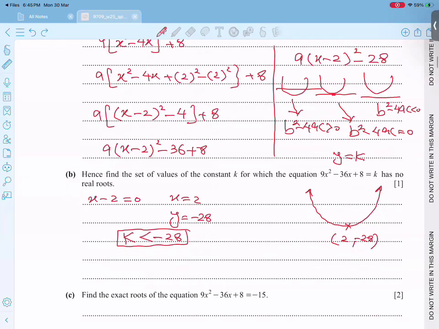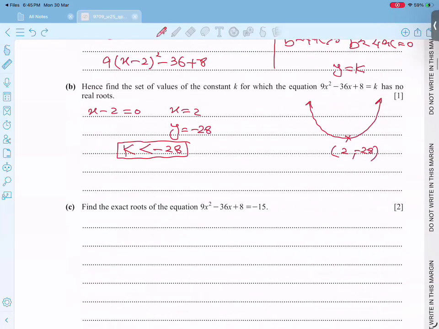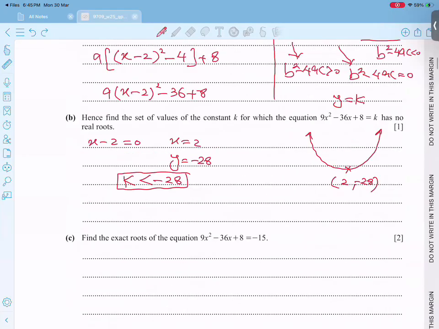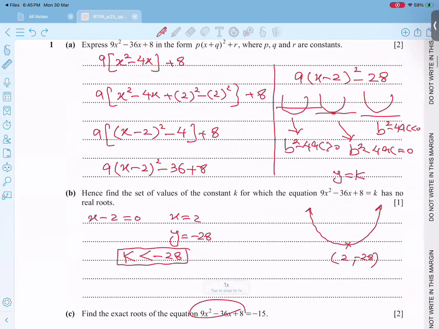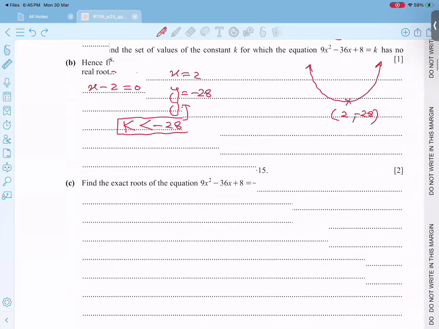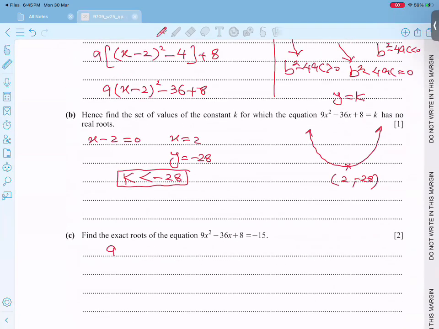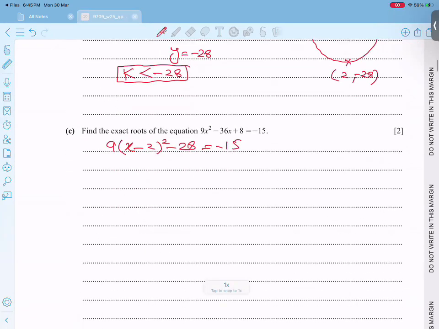And let's go for the next part. If you look carefully, this is the same as above, so I will replace it. This is the same, and this whole thing will go and replace this one. So I'm writing now here the completing square form: 9 times (x minus 2) whole square negative 28 equal to negative 15. And he said exact roots we need to find. 28 goes to the right hand side.